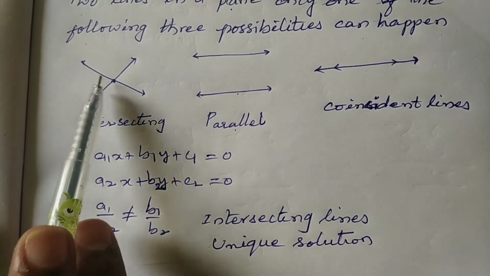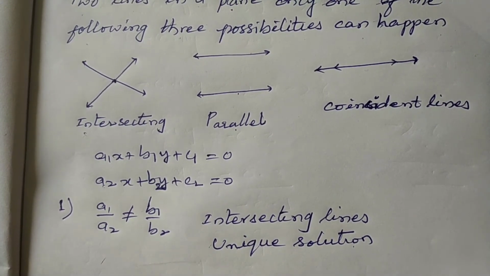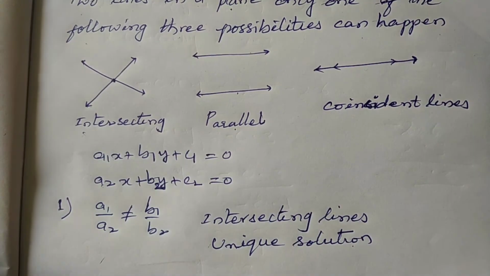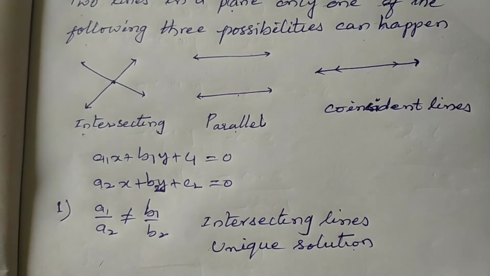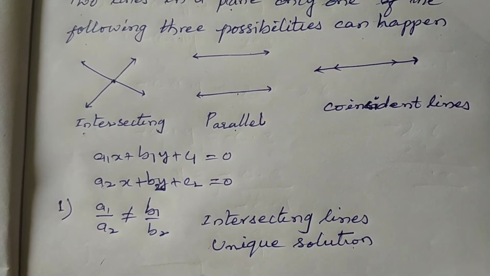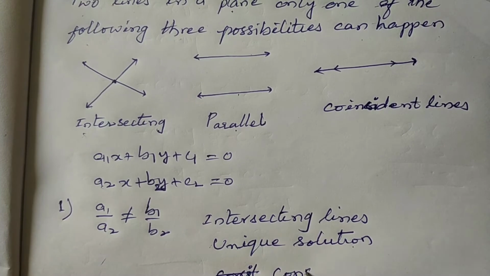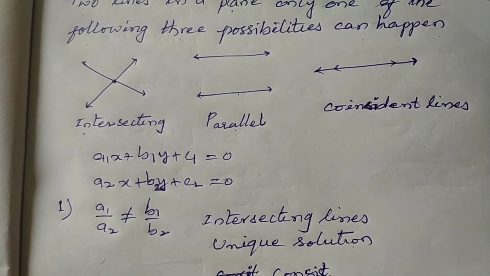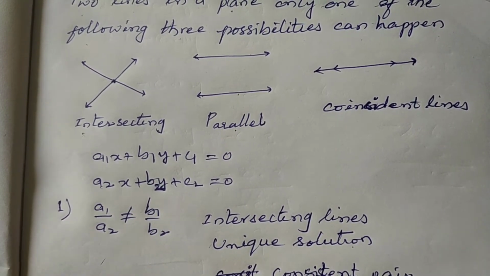Okay, so here intersecting lines have a unique solution. When they have a unique solution, those lines are called a consistent pair of linear equations.